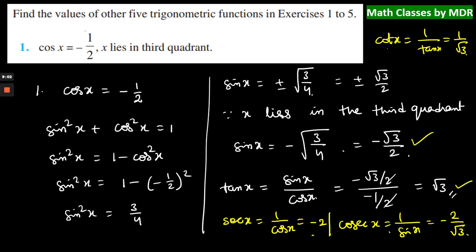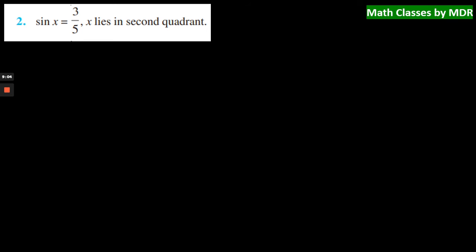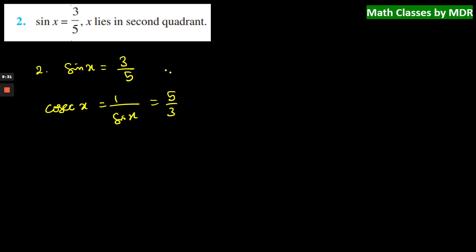Now let's go to the next problem. Now you can pause and solve it. Now let's see. It is given that sin x is 3 by 5, where x lies in the second quadrant. We know that in the second quadrant, sine and its reciprocal are positive. That means our cosecant x is 1 by sin x, which is equal to 5 by 3. So we got two positive values. The remaining trigonometric functions are all negative in the second quadrant.